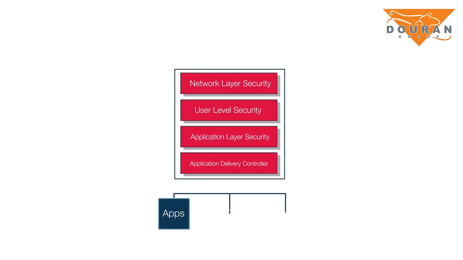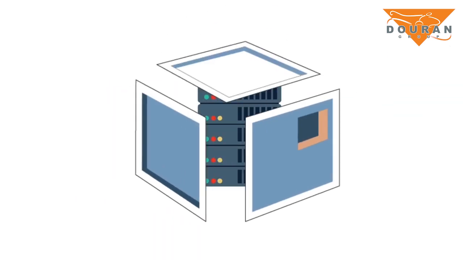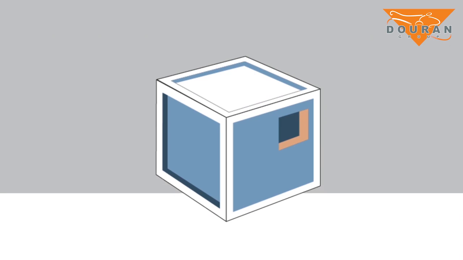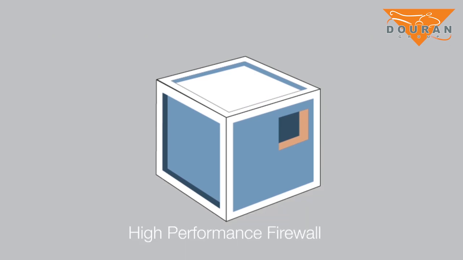There are 4 key layers of protection to consider to ensure your environment is secure and delivers a high-quality service to users. The first layer to consider is the network layer. You need to minimize the attack surface exposed to the internet by implementing a high-performance data center class firewall.